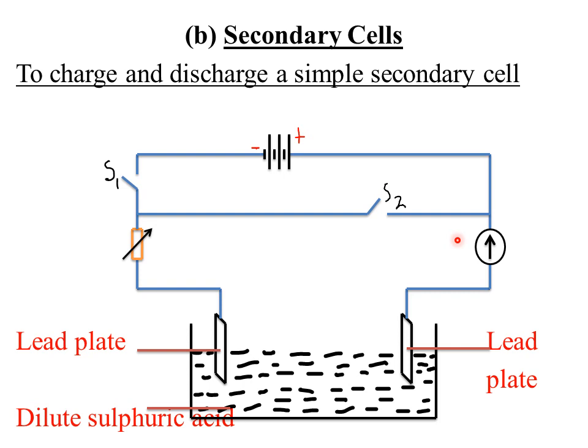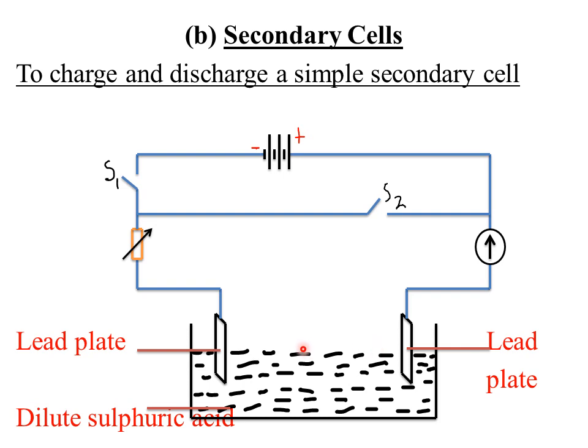Then again during discharging, when S2 is closed, the dark brown color on the positive plate turns to gray and gas bubbles are seen on the plates. Remember we said that during charging, the positive plate turns dark brown. Now during discharging, that dark brown color on the positive plate turns into gray. We will see why it turns gray. Also, gas bubbles are seen on the two plates.